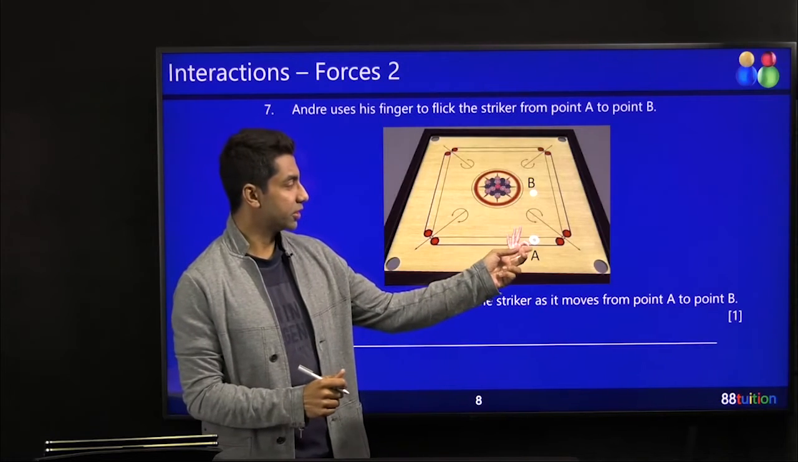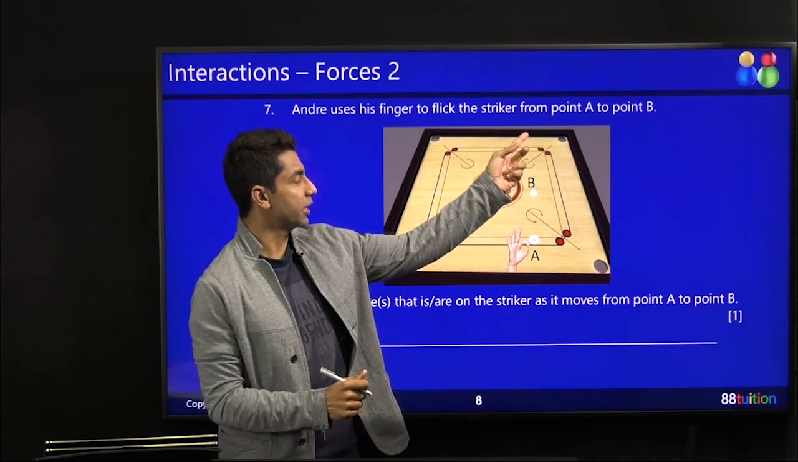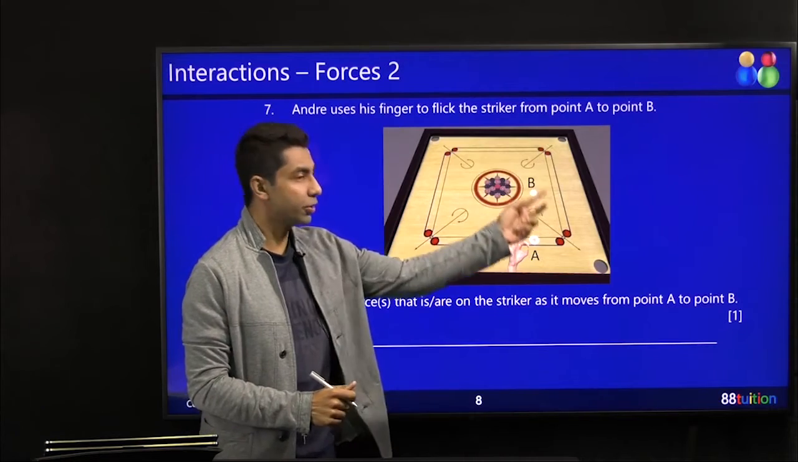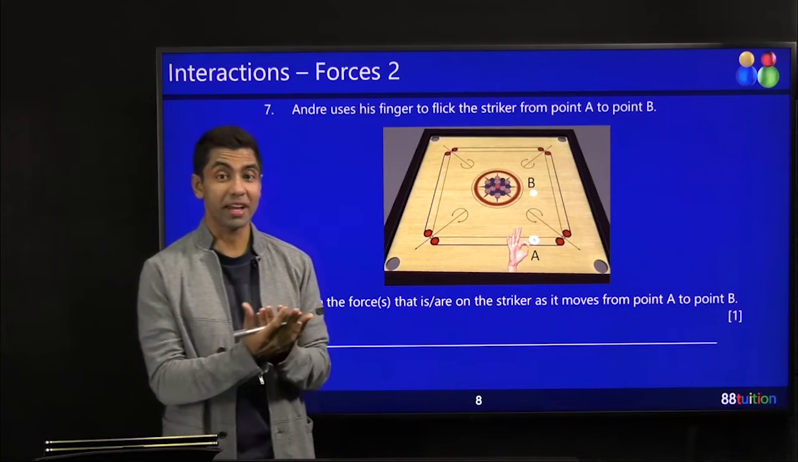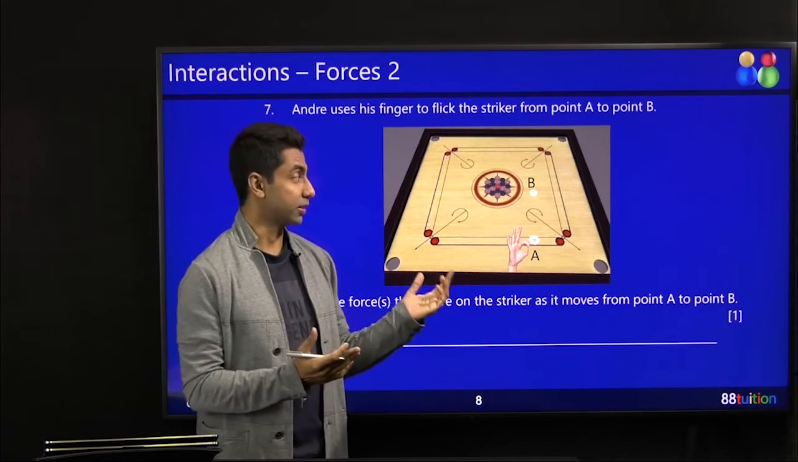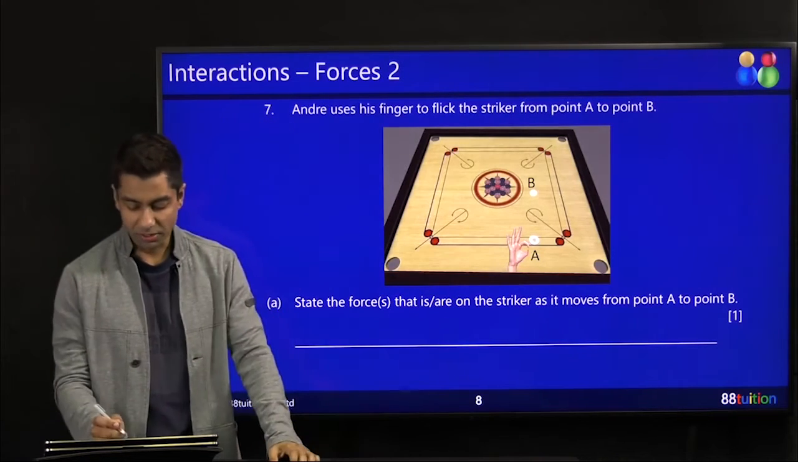Number 2. If there was no friction, this striker will be going past this B and going here and going here and going here and everywhere. It will never ever stop. Friction is the only rubbing action that can make any object like this stop. So friction must have been there.